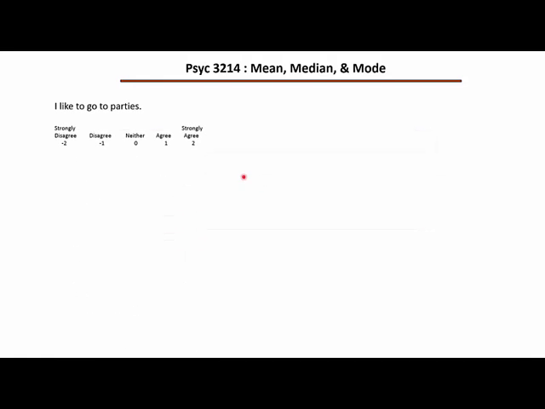So again, if we use the Likert type scale item here, "I like to go to parties," and now we consider these 9 individuals. So now we have a sample size of 9. We want to compute the 3 measures or indices of central tendency here, the mean, median, and mode.